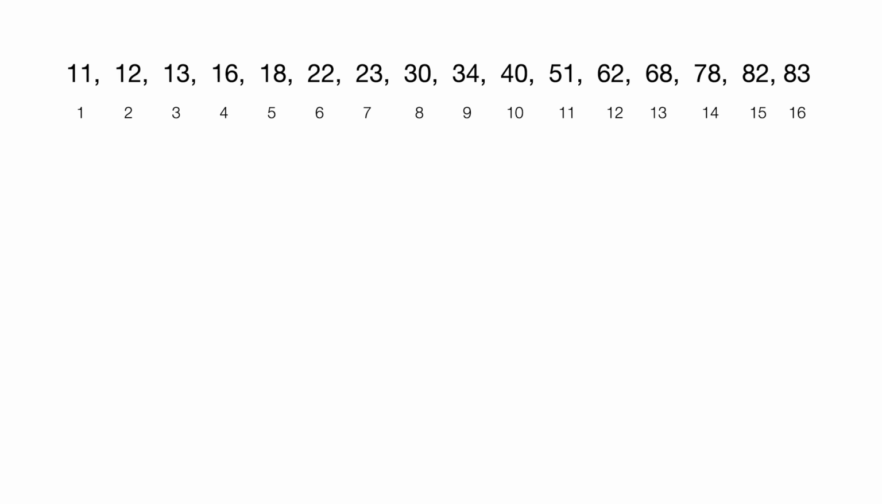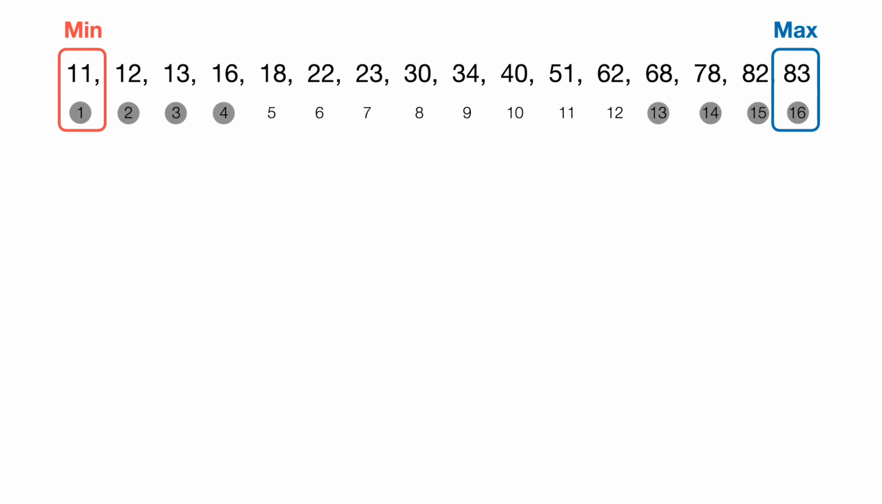And again, let's just follow the steps. So first find the minimum, it's going to be 11, the maximum is going to be 83, and let's find our median next. So count in from each side. There's 1, 2, 3, 4, 5, 6, 7, and now there's 2 in the middle, so that means we're going to have to take the average of these for the median.